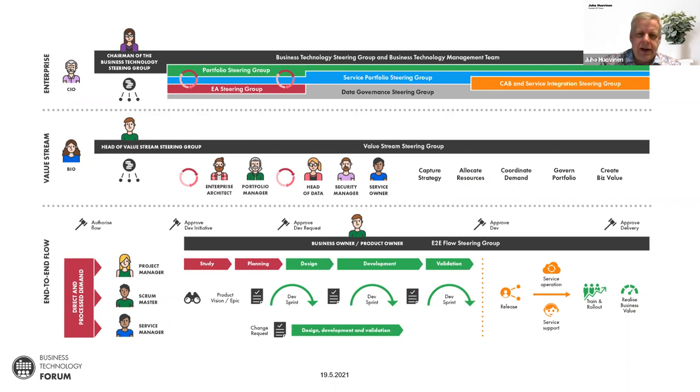So that's where we have the three alternatives in the business technology standard. You can do it as a project. So that's where you can see the project manager. That's where you have the study planning, design, development, and validation. And then it goes to release, and then it goes to production. And the same applies for agile development, Scrum-based development, where you have the Scrum Master. So that's in the middle, in the lower part of this presentation.